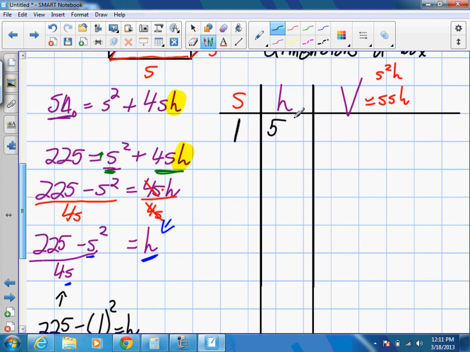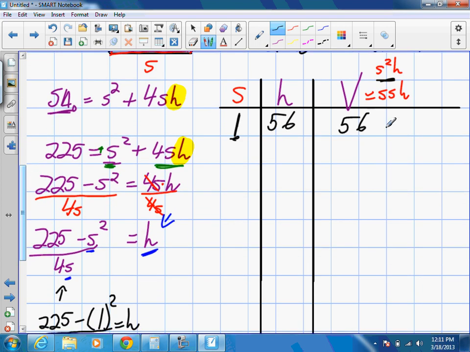I got to find the volume. Well, I got to do s squared. What is s squared? What's 1 squared? 1. And then multiply it by the height. What will 1 times 56 be? 56. So our volume will be 56 centimeters cubed. Remember we're dealing with volume. Now it's probably safe to say that 1 will probably not be the best volume. So I'm going to jump up a bit. As long as the volume is increasing, I know I'm on the right track. So what number would you guys like to jump to? 4? Sure. Let's jump up to 4.